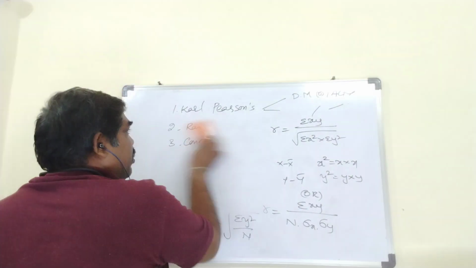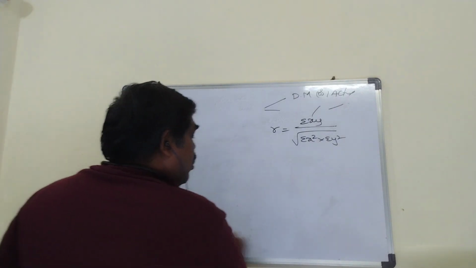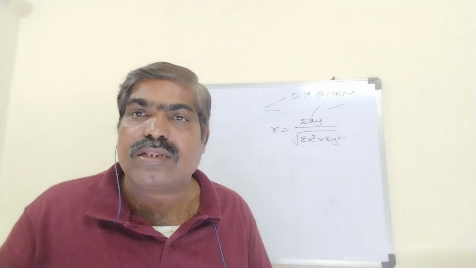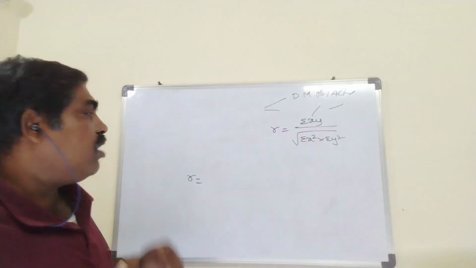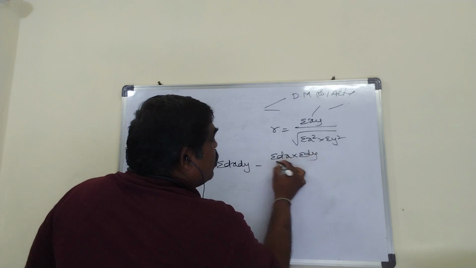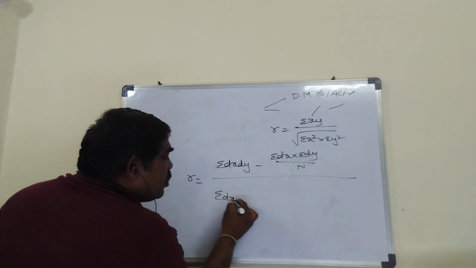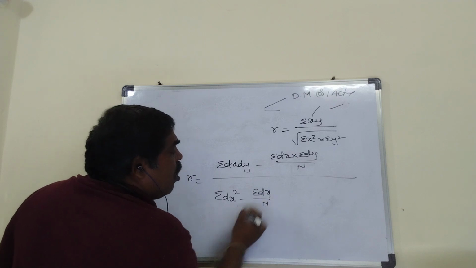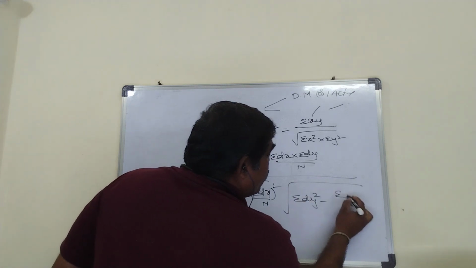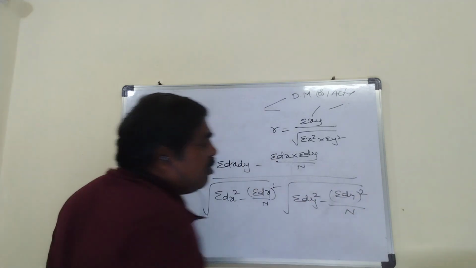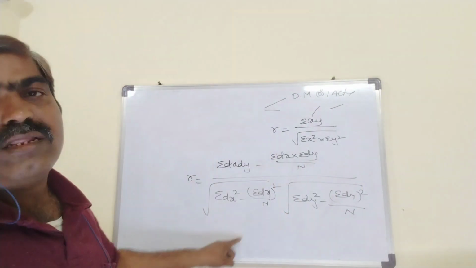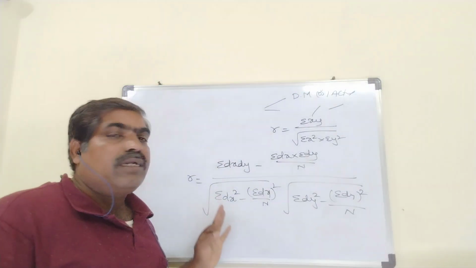This is the actual mean method. When we apply the assumed mean method, R equals, we take any one of the values in the X series and Y series as the assumption. The formula is summation dx dy minus summation dx into summation dy by n, whole divided by the under root of summation dx square minus summation dx whole square by n, into summation dy square minus summation dy whole square by n. These are the formulas for the assumed mean correlation. We use this actual mean and this assumed mean under Karl Pearson.